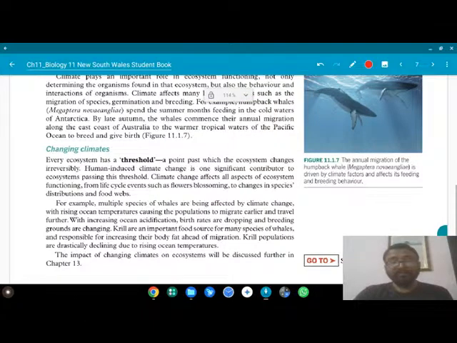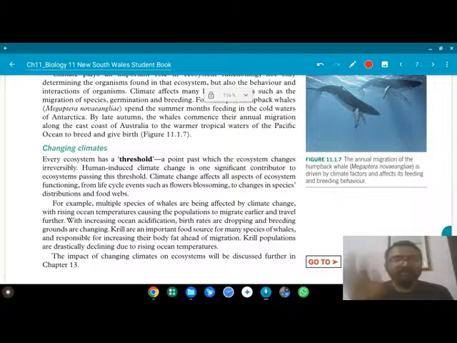With the impact of all these things, we have to understand that climate change is there. Every ecosystem has a threshold. Do you know threshold? It is a certain point. Below that point, the ecosystem will exist. Beyond that point, the ecosystem will be damaged. A threshold is a point past which the ecosystem changes irreversibly.